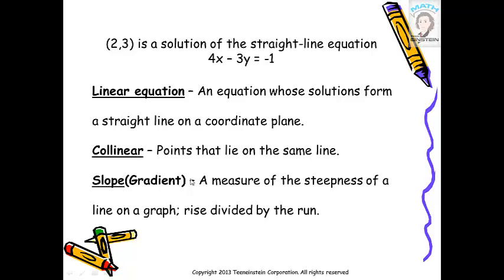Slope, the gradient, is a measure of steepness of a line on a graph, rise over the run. It may be positive, negative, 0, or sometimes undefined. If it is slanting towards the right, it's positive. Slanting towards the left is negative. If it is horizontal, the gradient, the slope, is 0. If it is vertical, the slope is undefined.